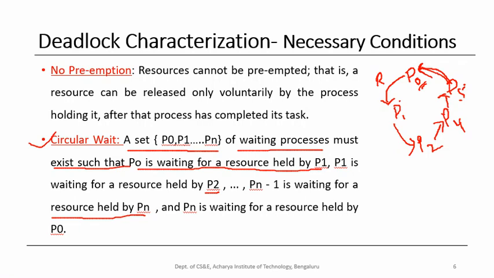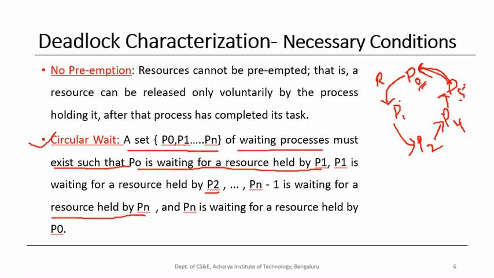These are the necessary conditions. If all these conditions are met, then there is going to be a deadlock in the system. Let us quickly recall what these necessary conditions are. One is mutual exclusion. A process uses the resource in a mutually exclusive manner. That means when one process is using the resource, no other process can use that resource. That is mutual exclusion. And the second necessary condition is hold and wait.